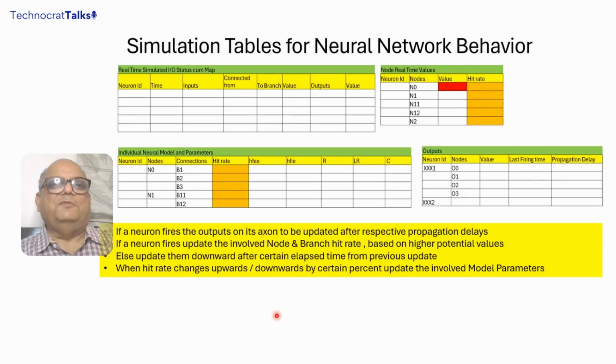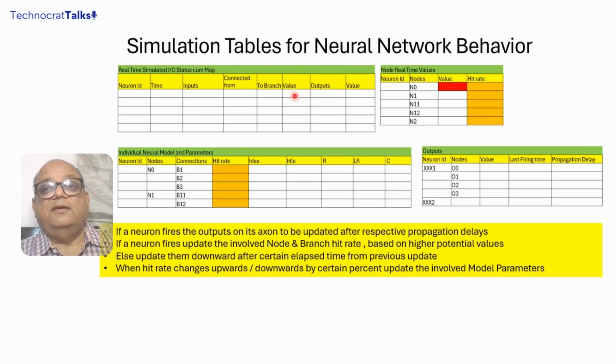have to use certain tables, of course. For example, there could be a table which is the real-time simulated IO status map. This has a neuron ID, time, and the inputs which are coming. This is a timestamp, so you have to always record the time. It is assumed that there is a central clock which gives you the time. So there will be a timestamp, and at that timestamp, what are the inputs, from where these inputs are connected, to which branch those are going, and what is the value of voltage there.